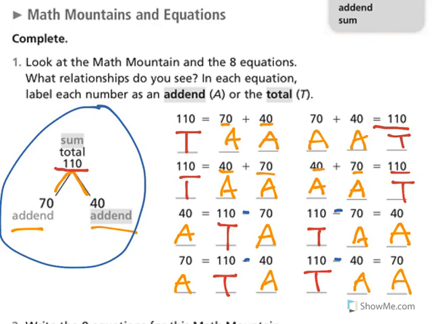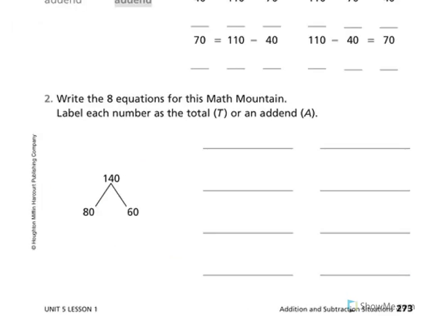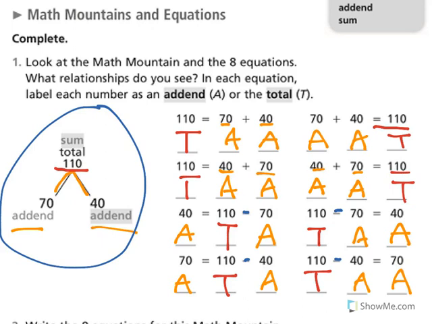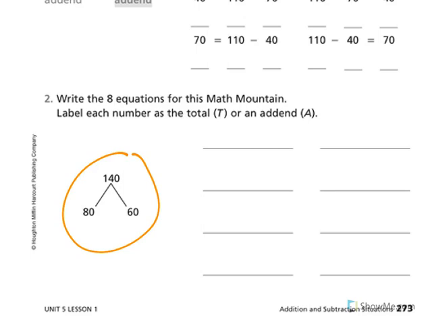I'm going to move ahead to the next page. Now here we're going to write the equations for this math mountain right here. You can also see we began with the total on the left, and we swapped to the total on the right, so let's go ahead and do that. Our total in this case is 140, and it's going to equal the two addends, which are, make this a little smaller, 80 plus 60.